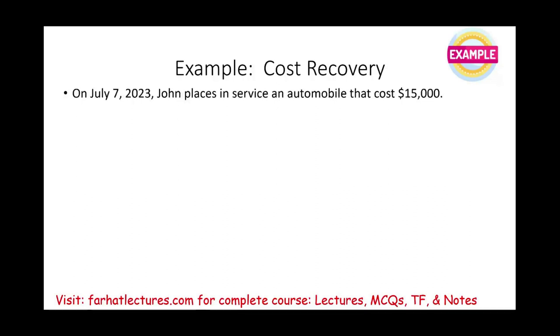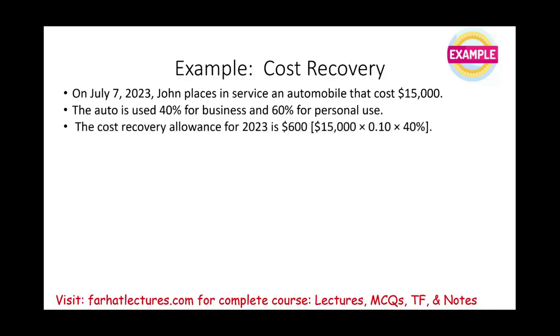On July 7th, John places in service an automobile that cost $15,000. The auto is used 40% for business, 60% for personal. Well, is it mostly business or personal? Personal. Which method do we use? The straight line method. We'll take 15,000 times 10% times 40%. Where's the 10% coming from? It's a 5-year asset. 1 divided by 5 will give me the straight line rate. The first year, I only take half of it, which will give us 10%.